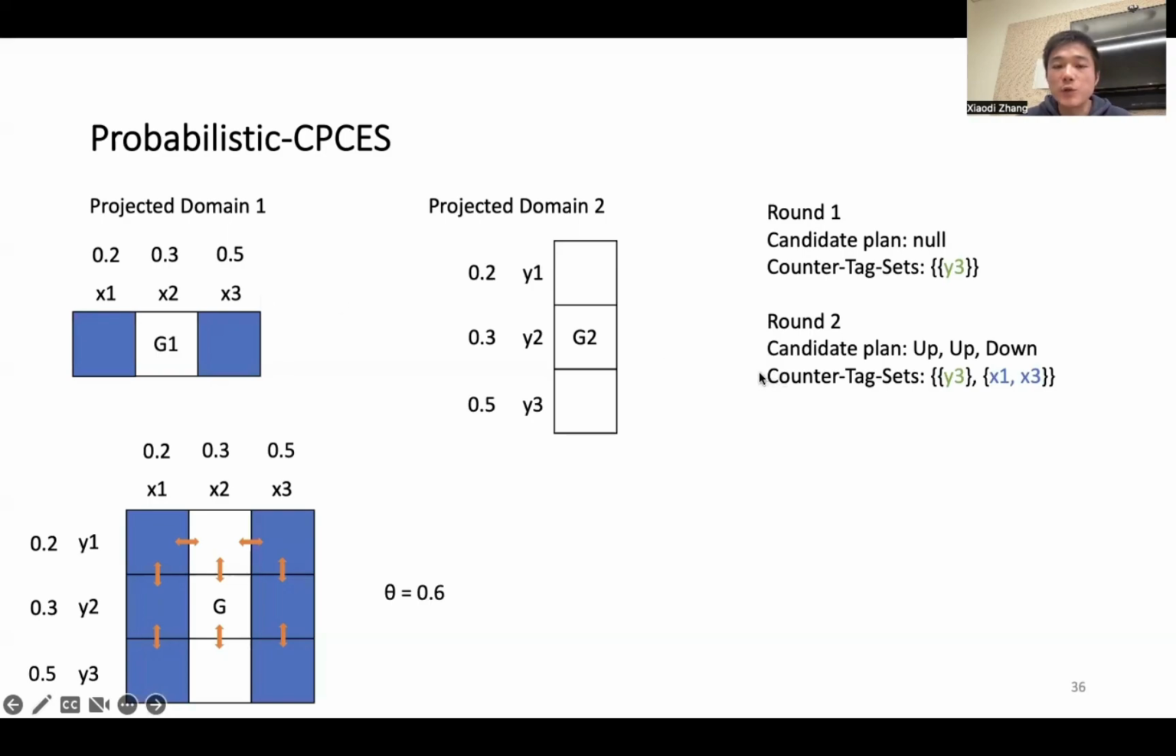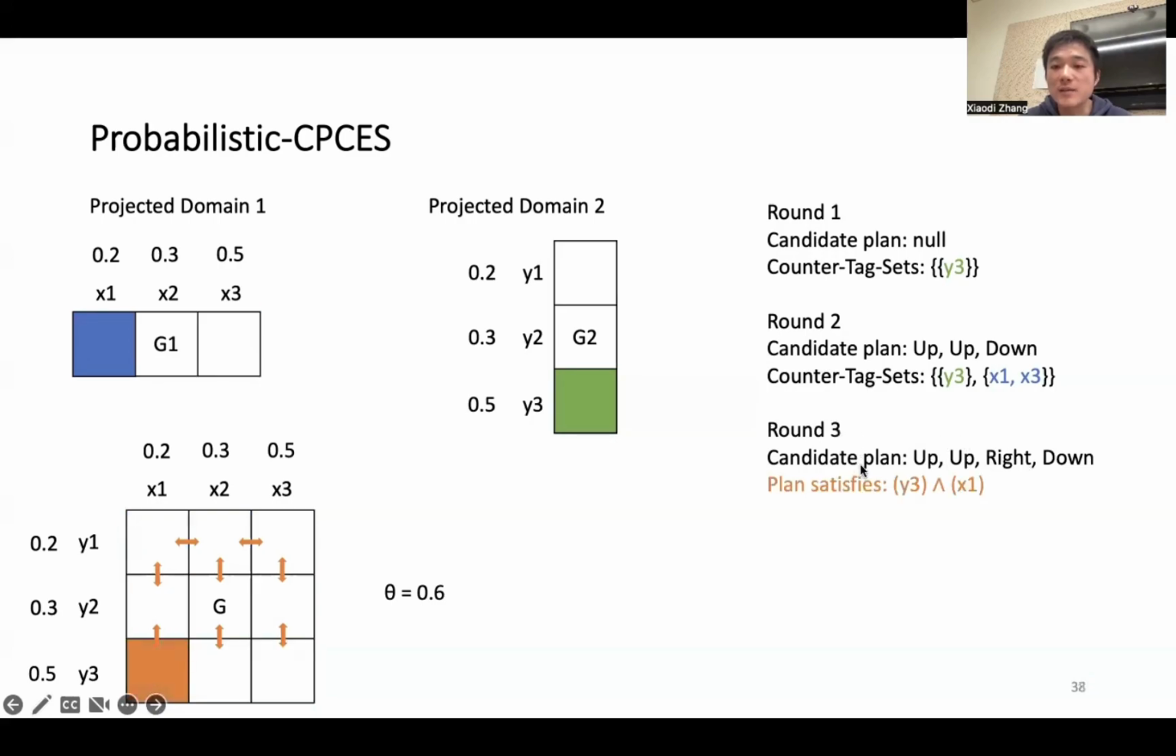Because our algorithm incrementally searches for the candidate plan, we only ask that the candidate plan satisfies 1 tag in each round. So you see our new candidate plan is up, up, right, down, and this candidate plan satisfies y3 and x1, not x1 and x3, only x1, because we only ask the candidate plan to satisfy 1 tag in each round. The reason is that in some problems, some initial states may be unsolvable, and we have to avoid those unsolvable initial states.